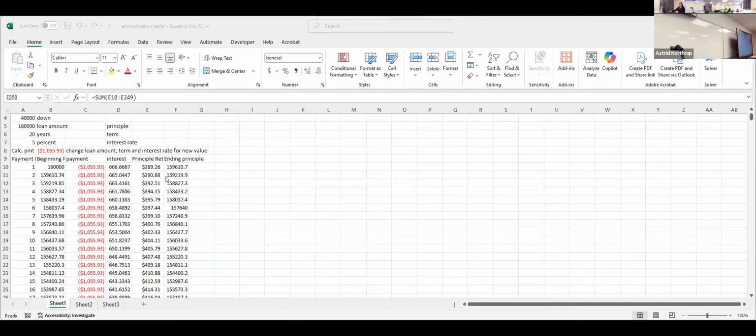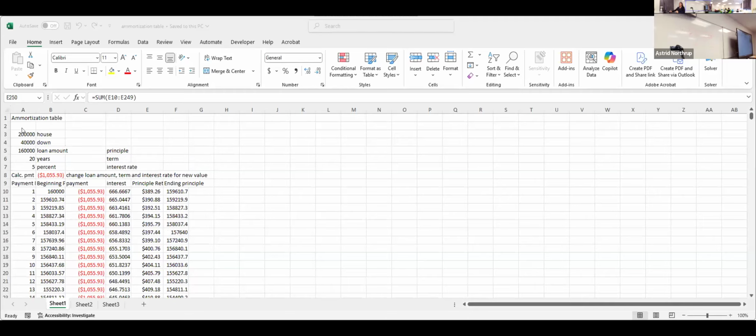And so this is where we have a $200,000 house, the principal of the house. How much money you put down as a down payment, so that's the loan amount. So you see the first formula right there, right? You subtract the down payment from how much the house costs. Then you put in how many years and at what percent you want.